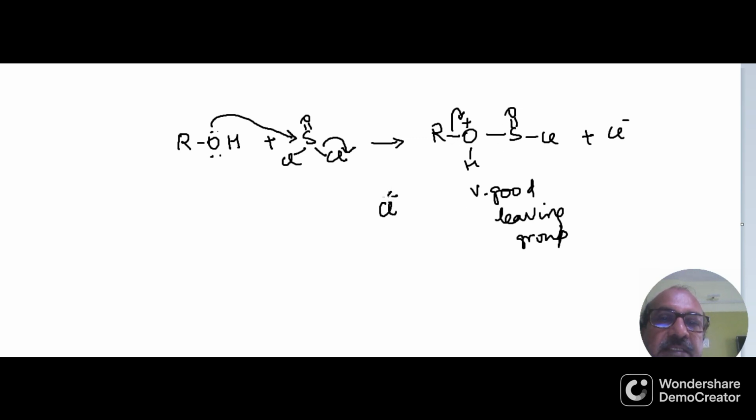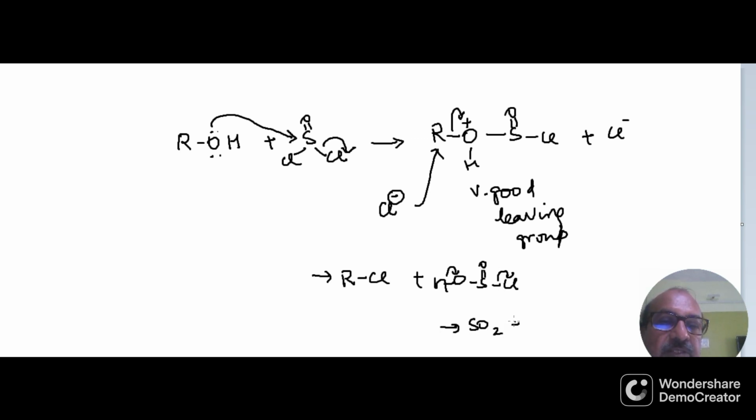So the Cl minus can attack on this carbon, on the carbon of the R, and enable this whole thing to go out as a good leaving group. So this becomes RCl plus OH SOCl. And finally, this electron movement takes place like this, and it gets converted into SO2 and HCl. So this helps you to understand how SOCl2 is effectively used to convert OH minus, which is a bad leaving group, into a very good leaving group, and that enables the OH to be easily replaced by the Cl.